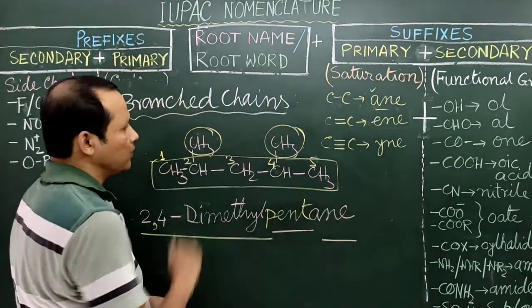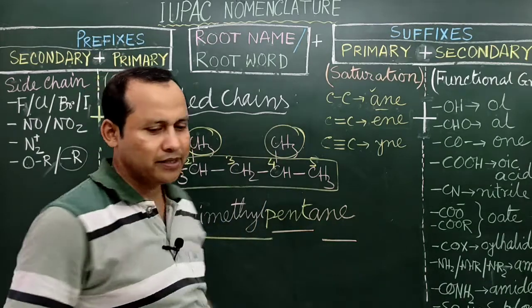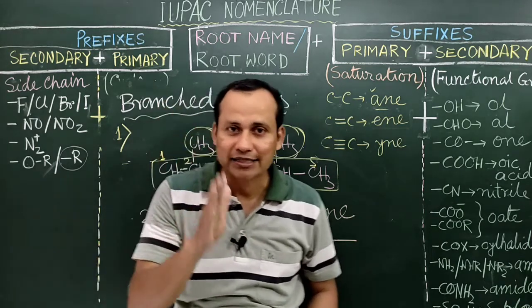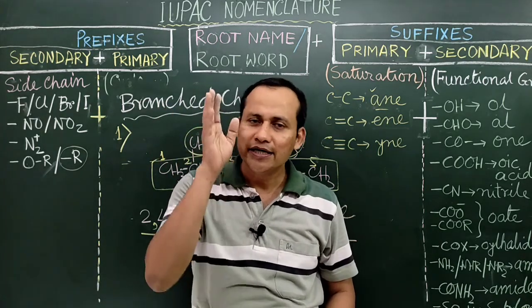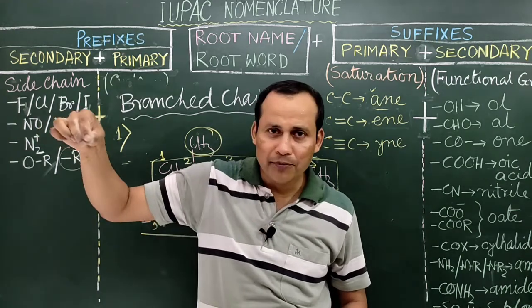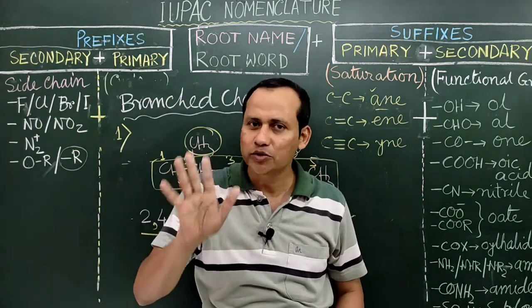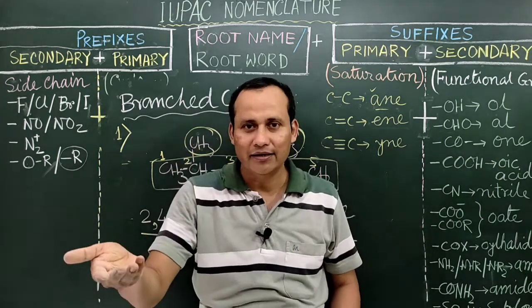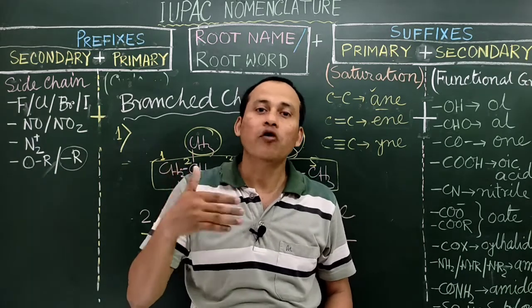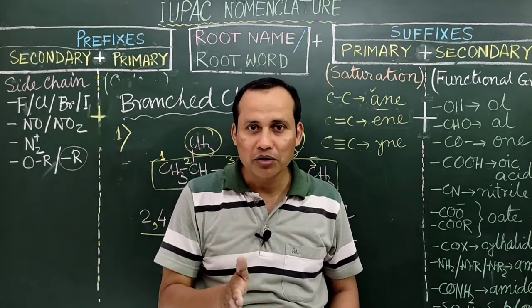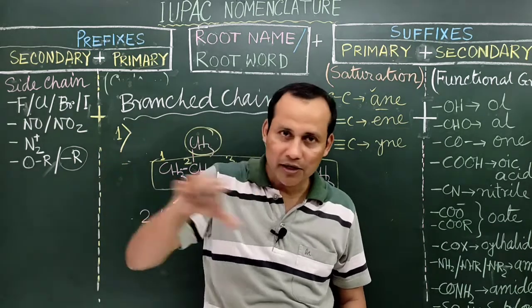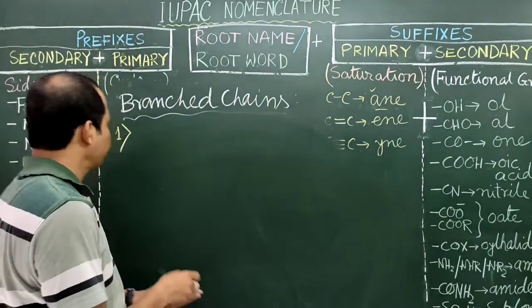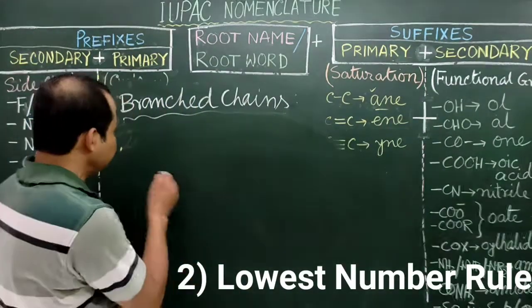Now in this compound it was simple, but in some cases this type of simple structure may not be there. The side chain may be present in such a way that if we proceed from the left side, its position is 1 something, and if we proceed from the other end, the position differs. So what will be the rule for that? Our next rule of naming the longest chain is the lowest number rule. Let me show by one example.